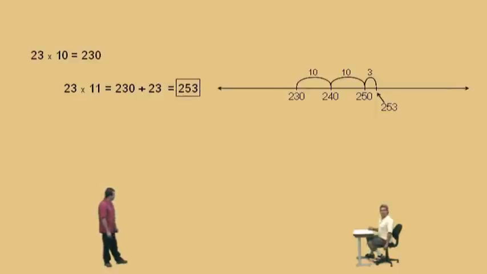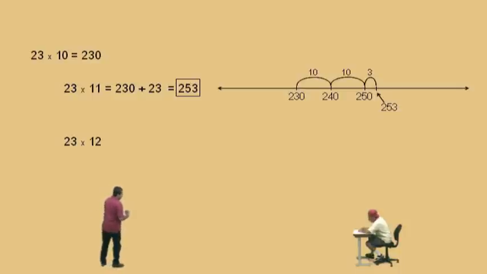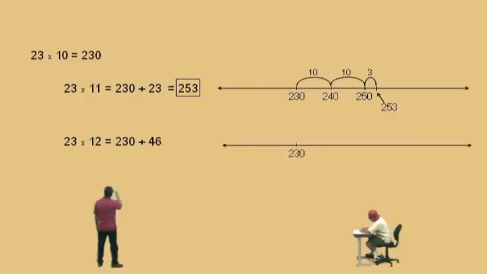253. There we go. All right, now, suppose we wanted to know what's 23 times 12. Again, Charlie, if we know 23 times 10 is 230, then 23 times 12 is 230 plus two more of the 23s. Now, 23 and 23 is 46, right? So all we have to do here now is take 230, which is 23 times 10, and add the 46. But again, we'll use the expanded form of 46 in this manner.